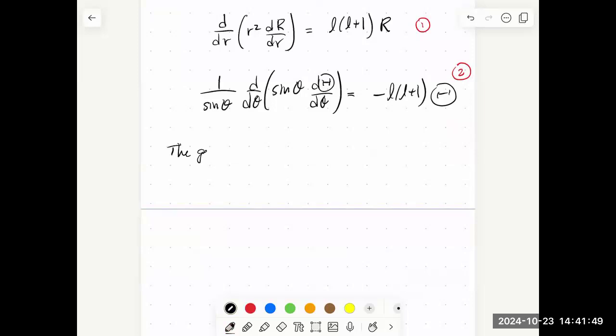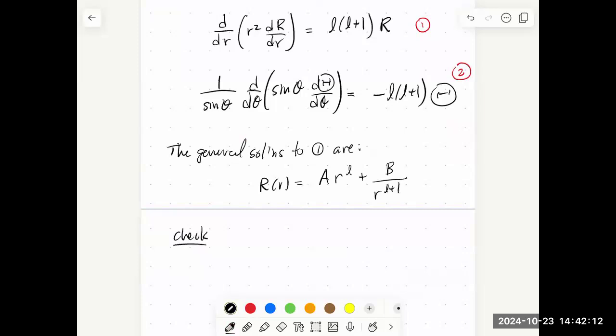The general solutions to 1 are, I'll write down the answer and then we'll confirm that that's the case. R of r is equal to A r to the L plus B over r to the L plus 1. Okay, so let's check it out.